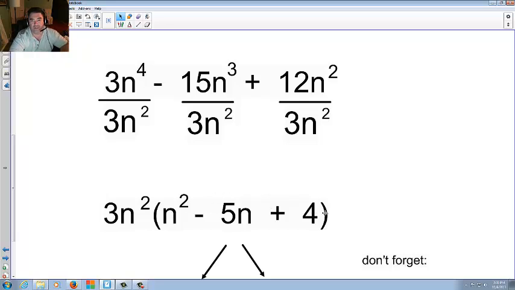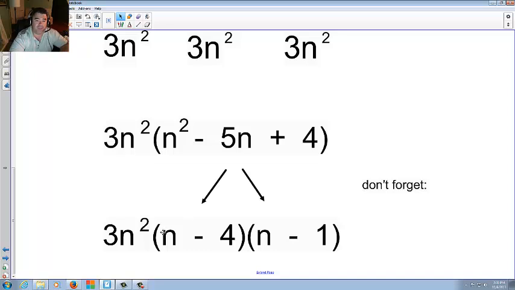Question now is, can I split it up further? And the answer is yes. I have n minus 4 and n minus 1. Now why is that? Because both of these negatives times make a positive, but they add to make that negative 5n. This is actually the last stop. There's nothing more to do here. I've broken down as far as I can.